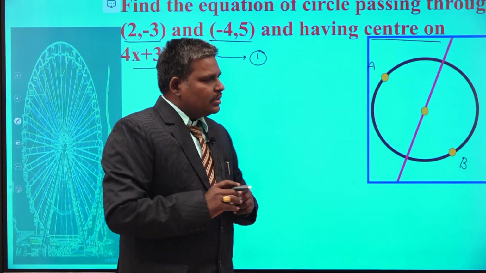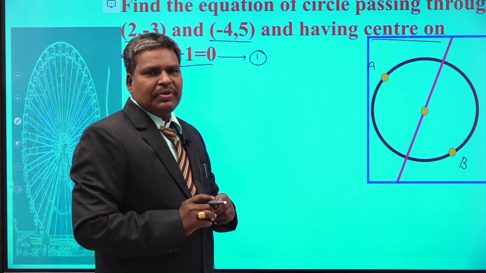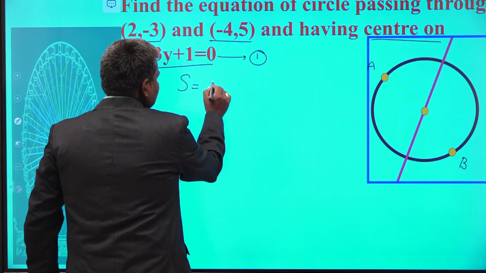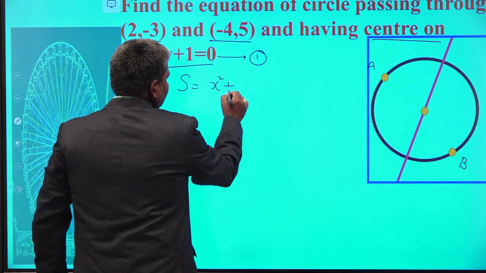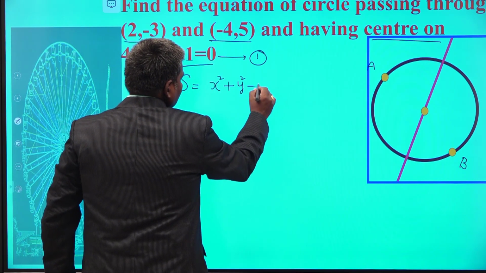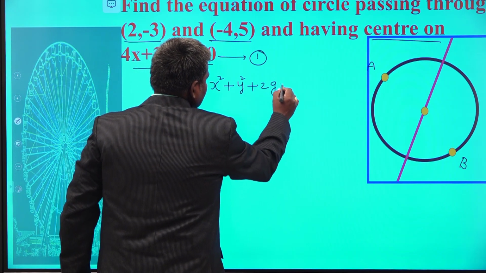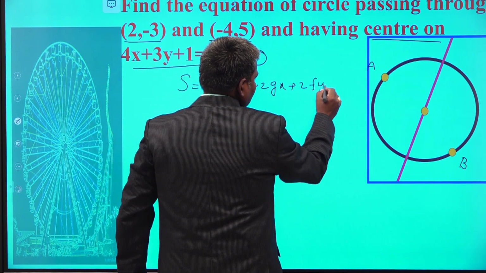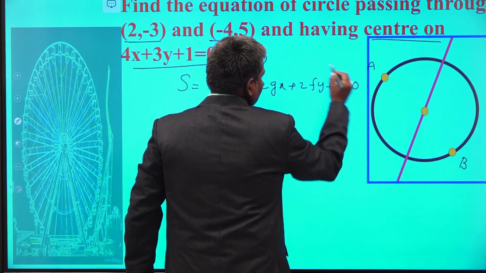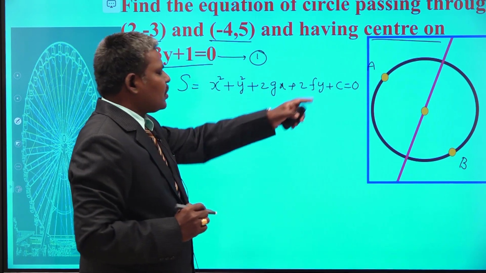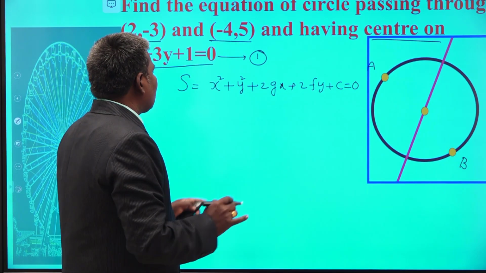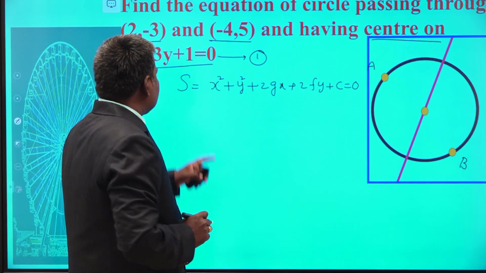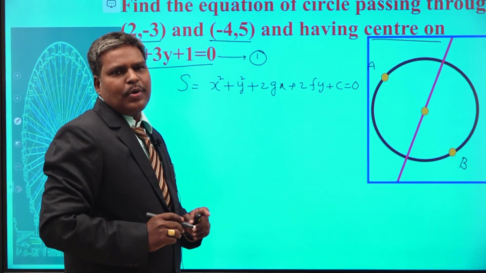How to start? Let S equal to 0 be the required equation of the circle. What do you mean? S is nothing but S equals x square plus y square plus 2gx plus 2fy plus c is equal to 0. Suppose this is your required equation of the circle. What is the role of the circle now? Its center lies on this line. At the same time, it passes through these 2 points.